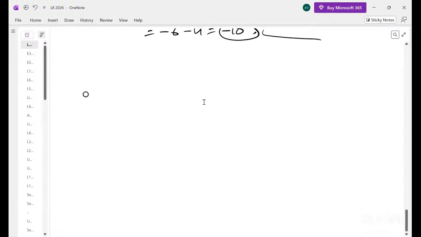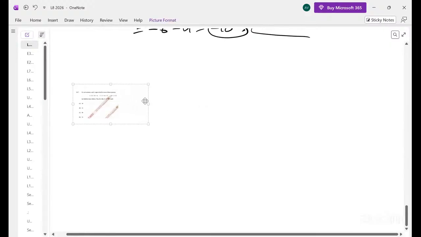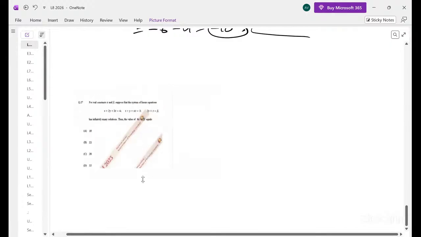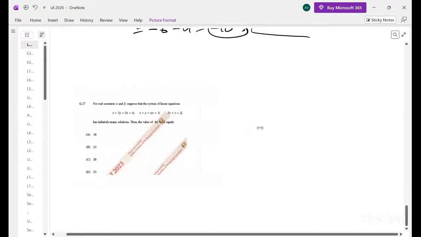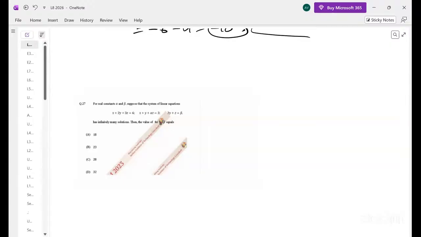I'll expand this. Not visible. No, I think it is visible now. Yes, all of you. Same model. 4 alpha plus 3 beta. Alpha is on the left side, beta is on the right side. Please try this question. Same model.